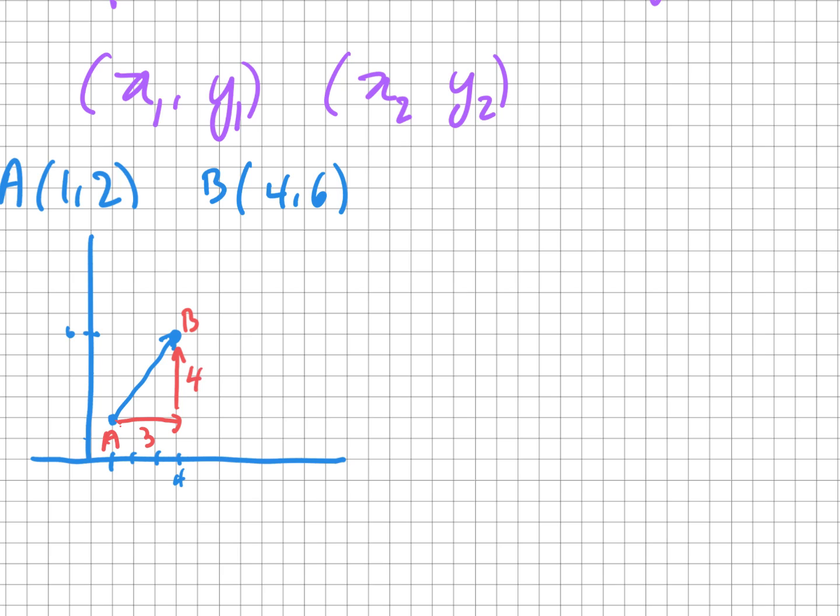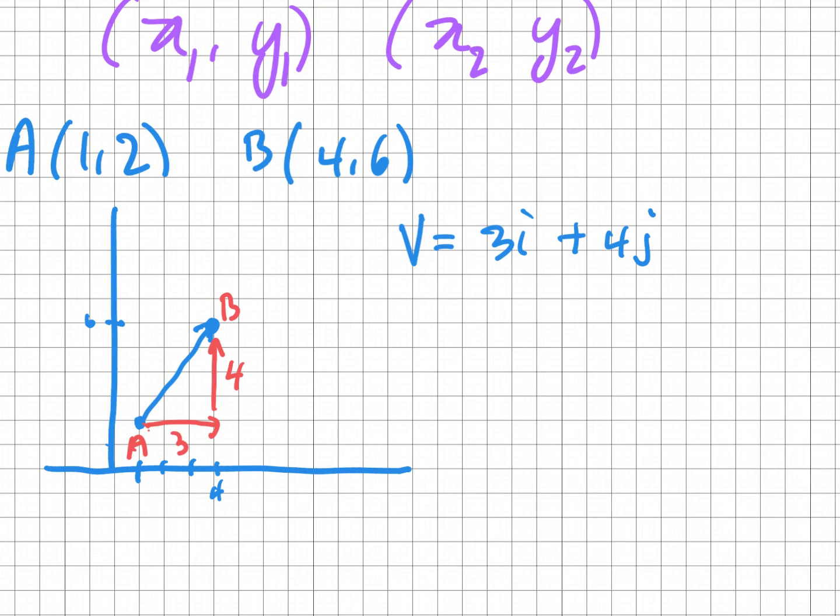Using i and j, I hope you still remember that. Our vector now is going to be 3i plus 4j. Okay, that is our vector. Now, remember that the magnitude is going to be this one. This part, what is the distance of this? You are being asked to find the magnitude of this.